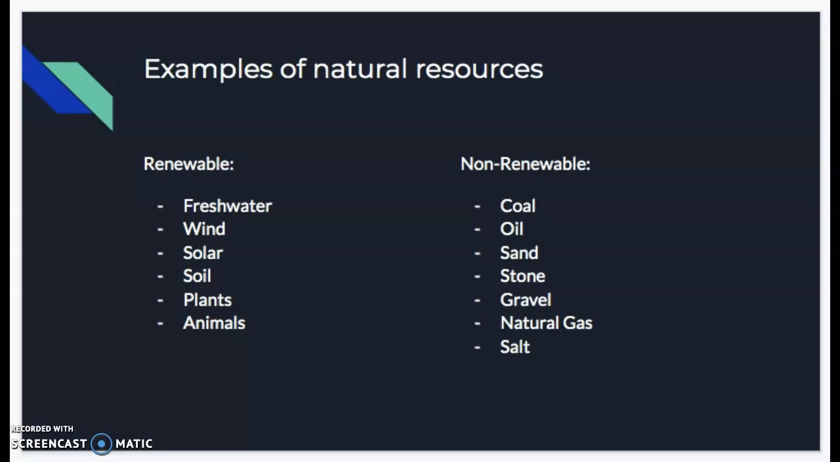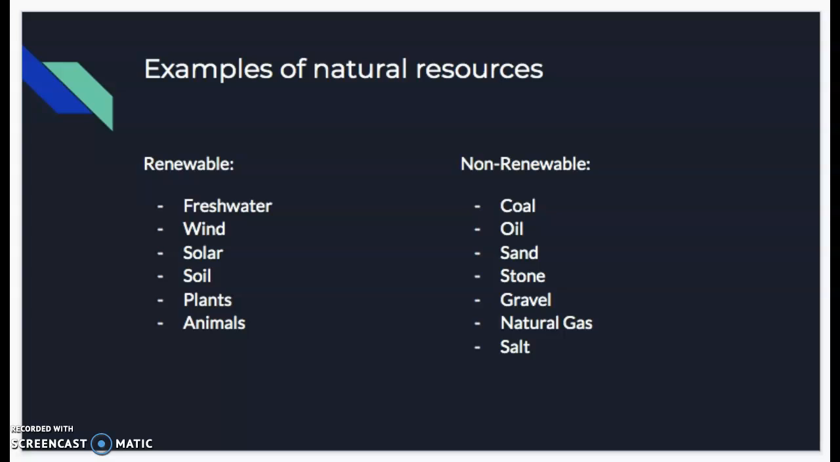Here are some examples of each type of natural resource. So for renewable resources, you have fresh water, right? That gets renewed by a cycle, the water cycle. There's wind, there's solar or sun, there's soil, and there's plants and animals. A lot of these get cycled and renewed, and some of them reproduce to create more, like your plants and animals. But again, it's important to keep in mind that your renewable resources are not unlimited.